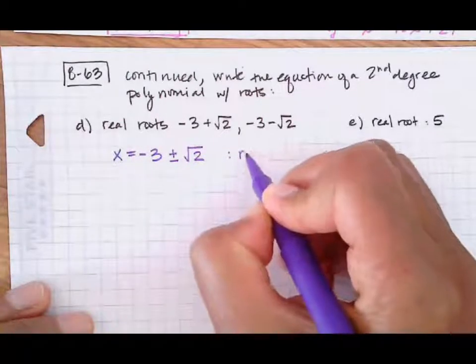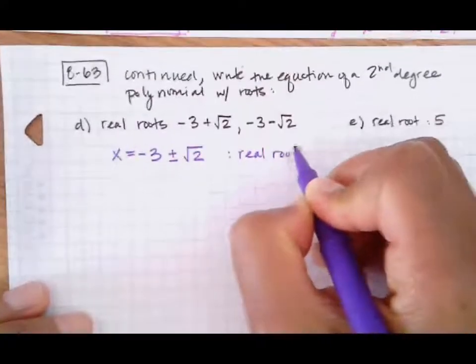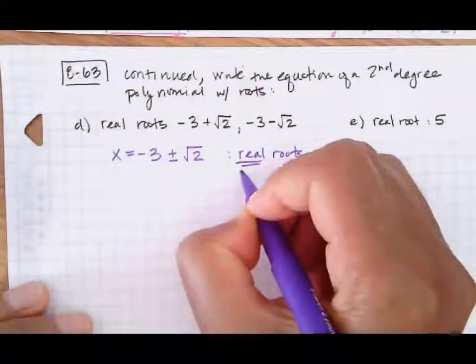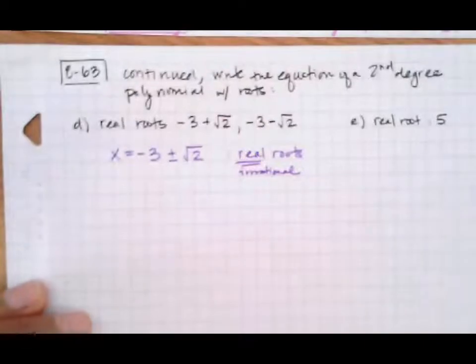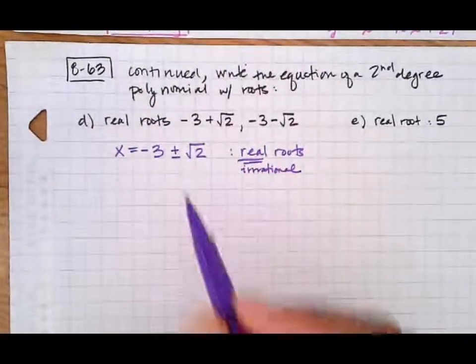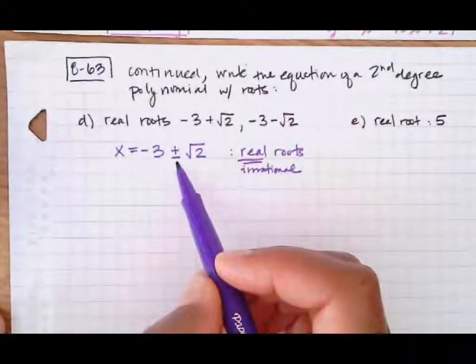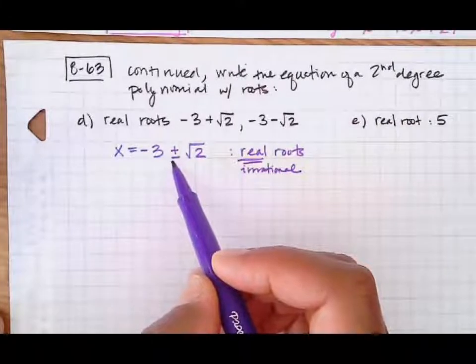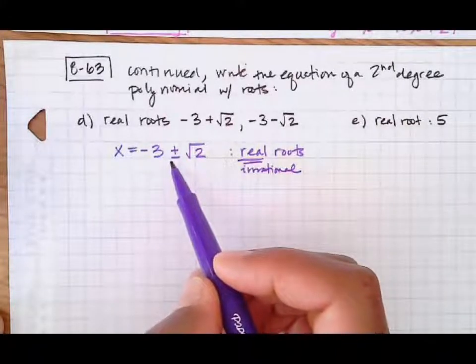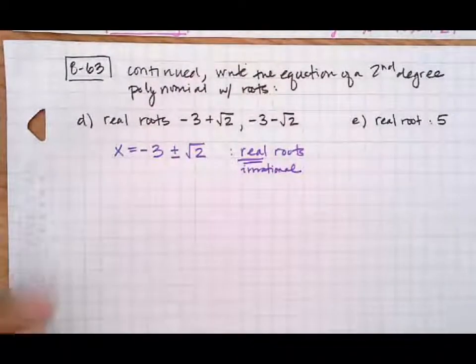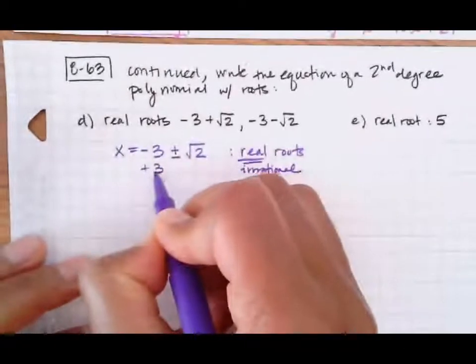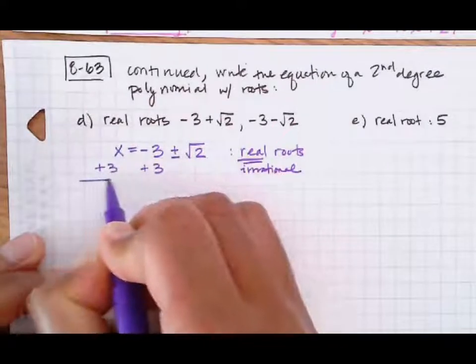I wanted to point out that these are real roots. Again, they are just irrational numbers, and irrational numbers are still real numbers. And this really comes from, we'll see when we end up rewriting this, that this just would not be a factorable equation. And so working backwards here, I would add the 3 to the other side as my first step.